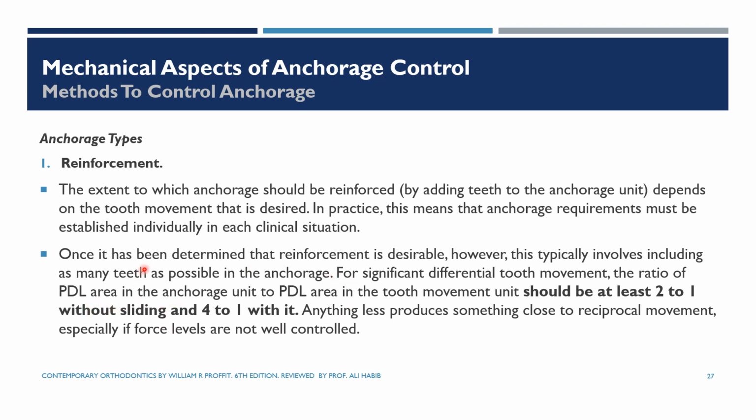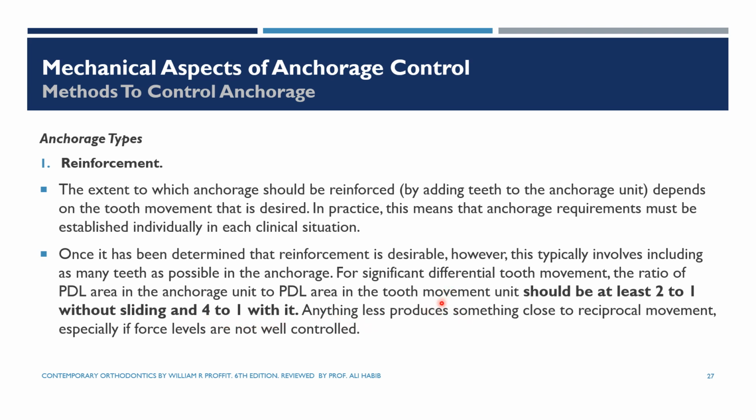So what they mean by periodontal surface area, in our example here, is when you extract the first premolar. So the posterior segment will include the first, second premolar, first molar, and second molar. So the periodontal surface area of the posterior teeth should be at least two to one when we compare it to the periodontal surface of anterior teeth from canine to the other side canine when we do tooth movement without sliding, and 4:1 when we do sliding. Anything less produces something close to reciprocal movement.